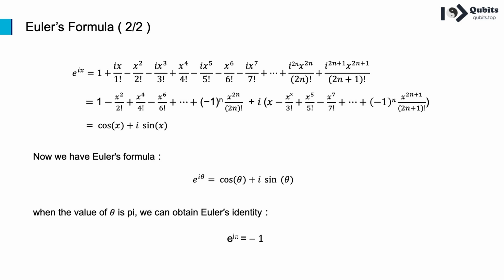The formula is often written as e to the power of I times theta equals cosine theta plus I times sine theta. In simpler terms, Euler's formula shows how complex numbers can be expressed using real numbers and trigonometric functions. It's a powerful tool in mathematics and has applications in fields such as physics, engineering, and computer graphics.